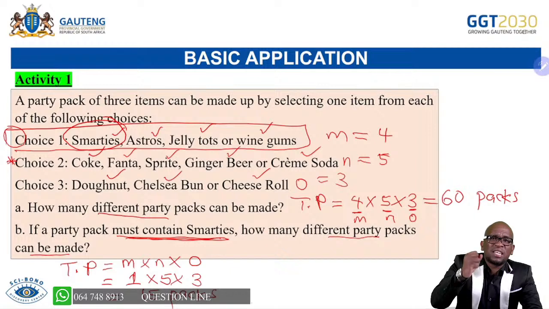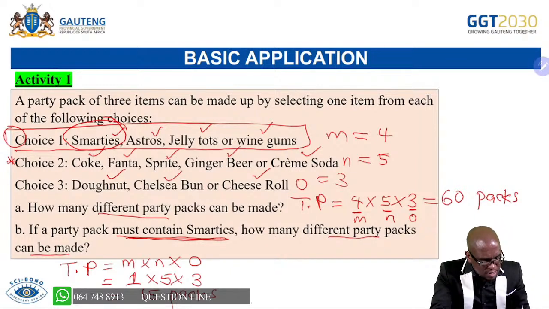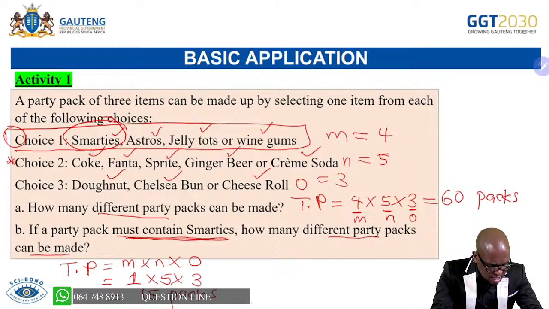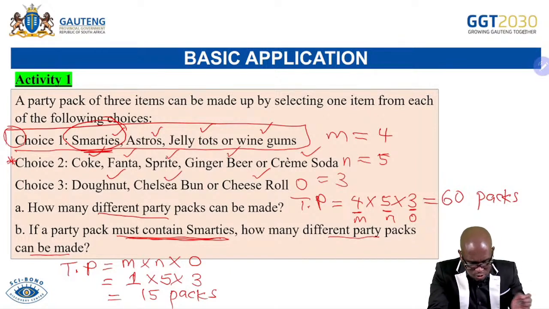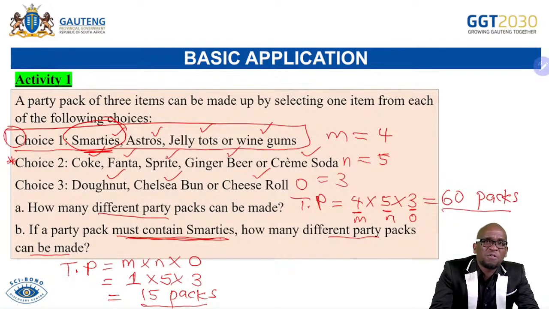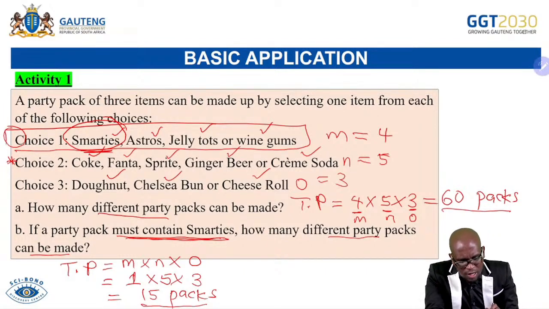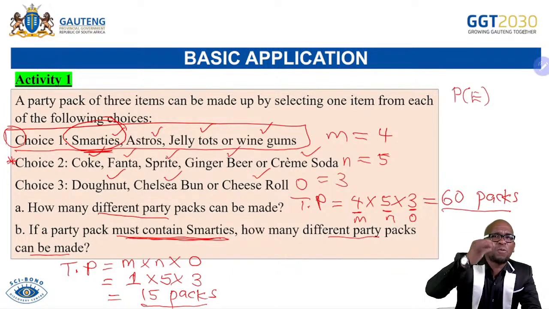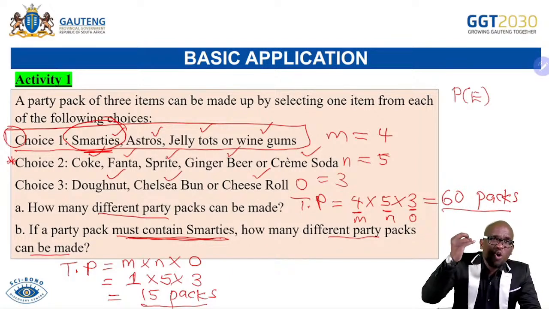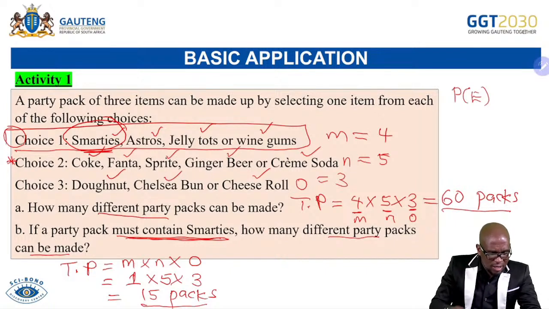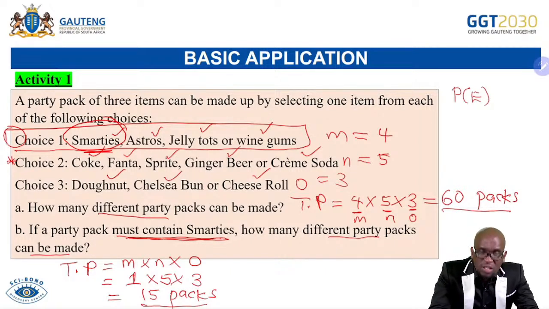You see, if you are making a definite choice for one of these, then you are bringing in what we call a restriction because you restrict choice 1 to only Smarties. So if that happens, you can see the number of packs has reduced from 60 to 15. So that is where you can be asked to calculate the probability. If someone says, determine the probability that a party pack must contain what?